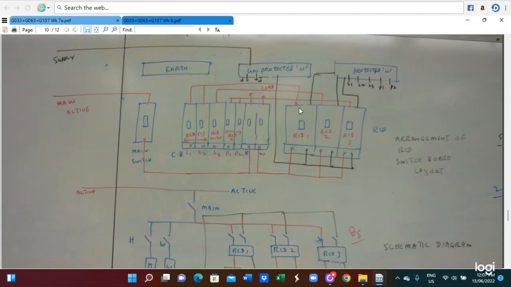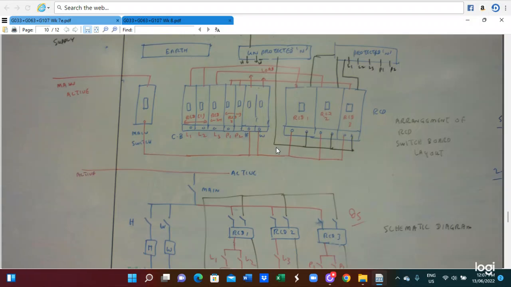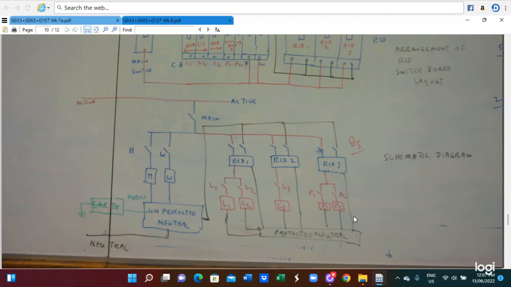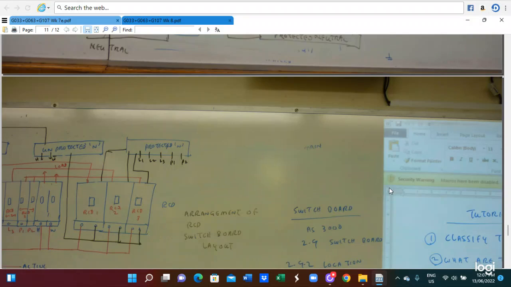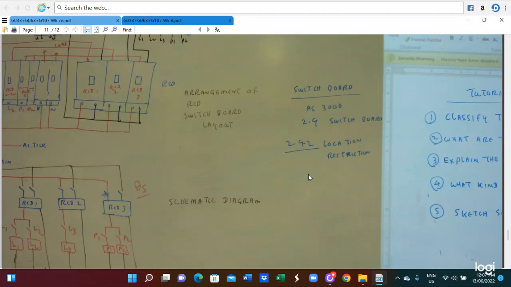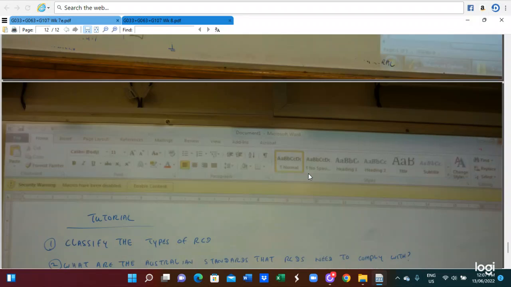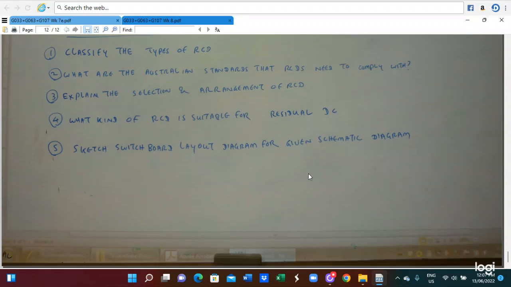So here is a typical supply arrangement for the RCD and the main switch. Supply switch at neutral link. And here we give the physical diagram. This is a circuit connection diagram of the supply. And this is the physical arrangement of the switch. And then we do this in the tutorial.